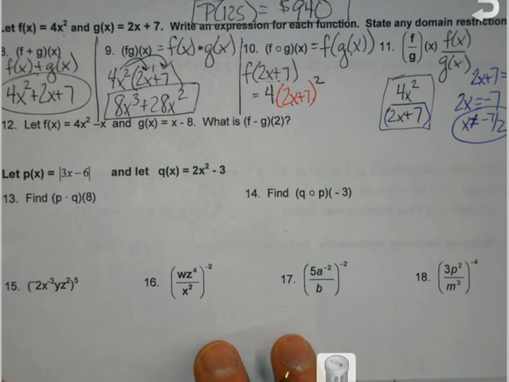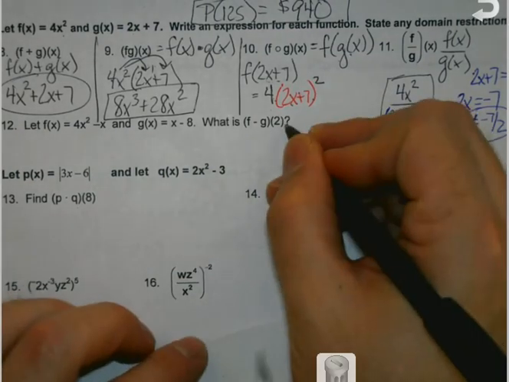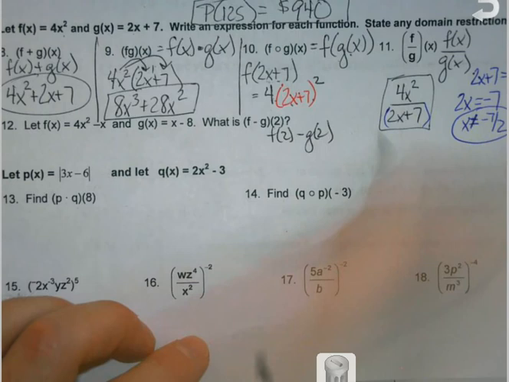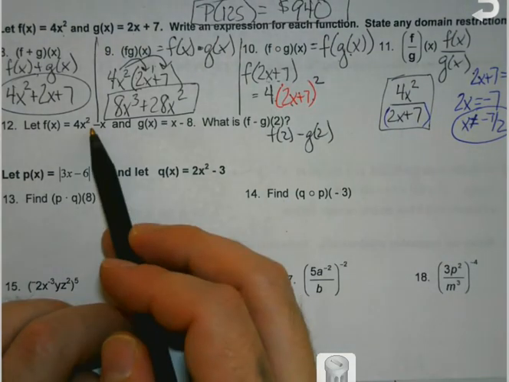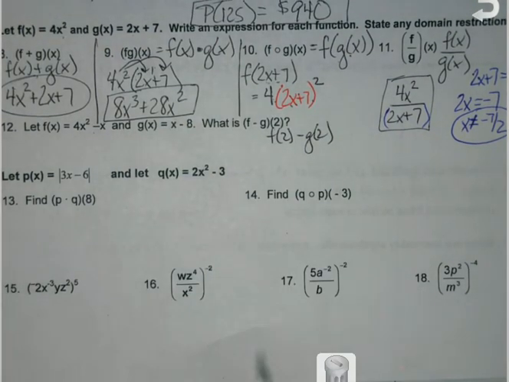Number 12 kind of snuck in here. Let f of x equal 4x squared minus x, g of x equal x minus 8. What is f minus g of 2? Again, f of 2 minus g of 2. You're like, well, could I do this minus that first and then plug in the 2? You could. But I have a feeling you might want to multiply it if you wait, so don't do that though.